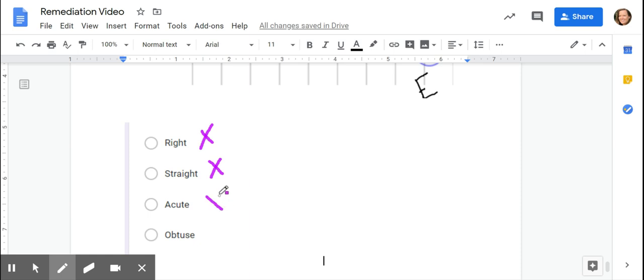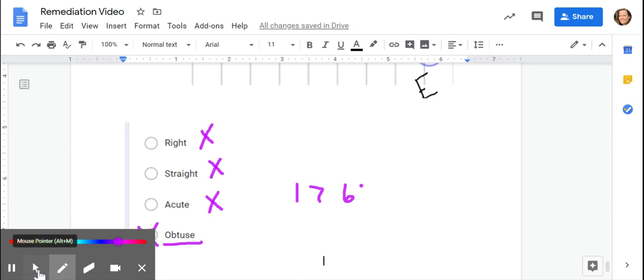It's not a right angle because it's not exactly 90 degrees. It is definitely greater than 90 degrees, so it can't be an acute. And obtuse, it's just under 180, so it's not straight, so it is an obtuse angle. Greater than 90, less than 180, it's obtuse. It's 176, which is very close to being 180, which is a straight angle, and it even kind of looks like a straight angle, but it's not. It is an obtuse angle.